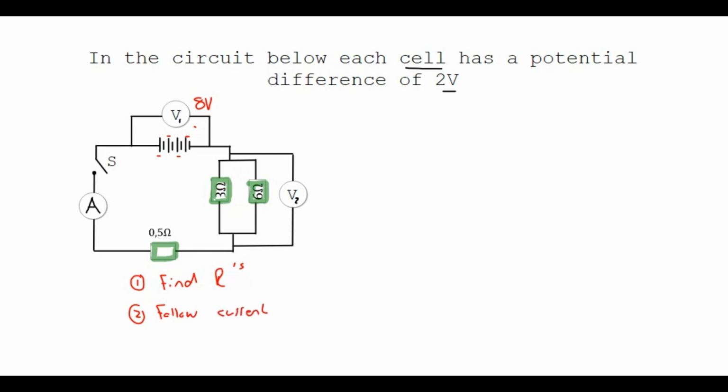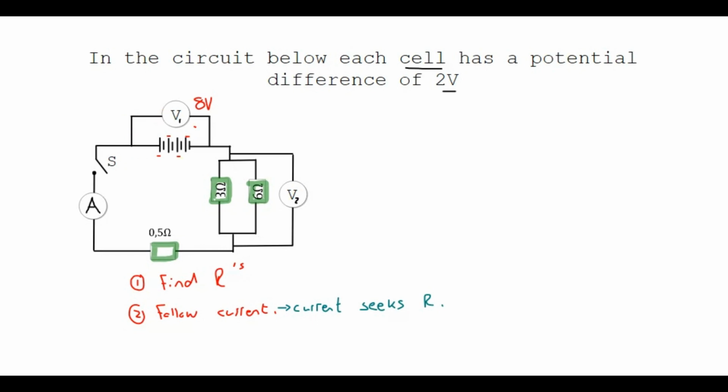Alright, we need to understand what's happening in this circuit. So we need to follow the current. Now, how do you know how to follow the current? Like, where does the current go? The current will seek the resistor. Seeks resistance. Okay? So what that means is as current is coming out of the battery, it's not going to shoot up here to the voltmeter, no.